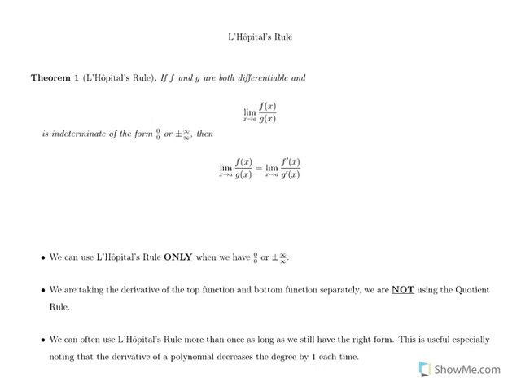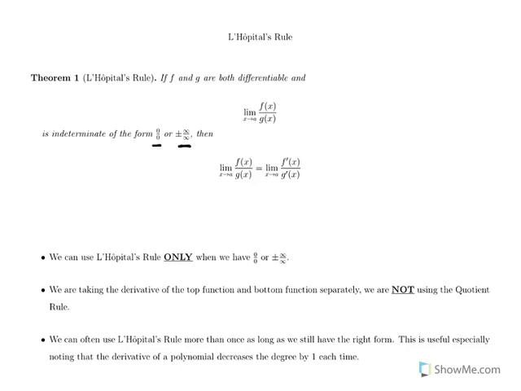So let's introduce this rule. If f and g are both differentiable functions, that means that the derivative exists, and the limit as x approaches a of f over g is indeterminate of the form 0 over 0 or infinity over infinity, then the limit of f over g is equal to the limit of f prime over g prime. So let's say that again. Let's talk about a couple of details here.